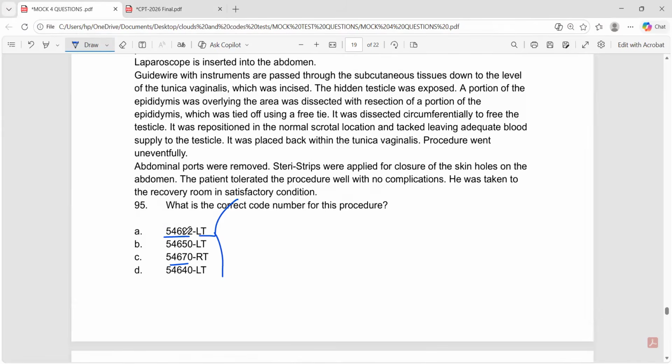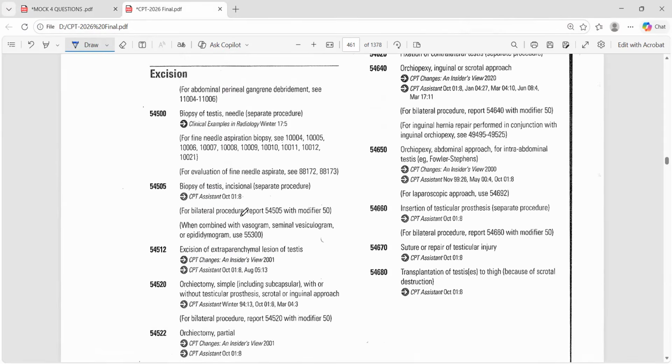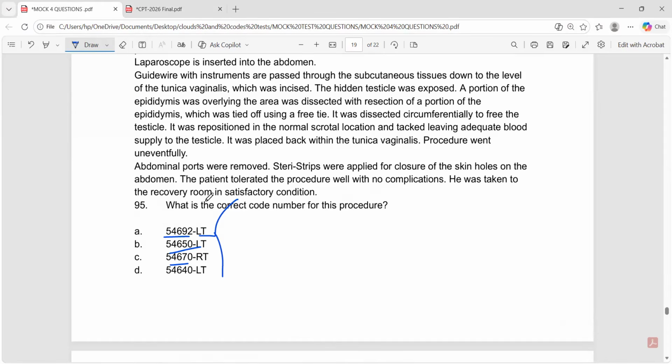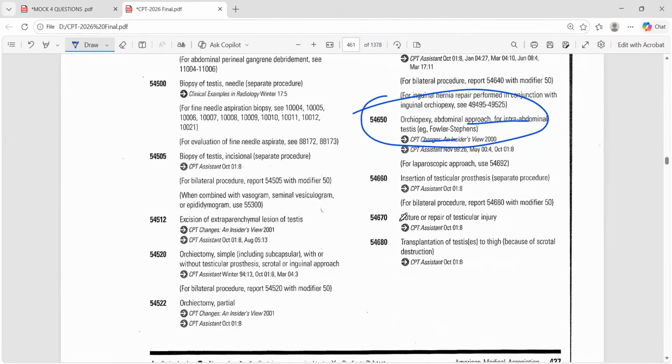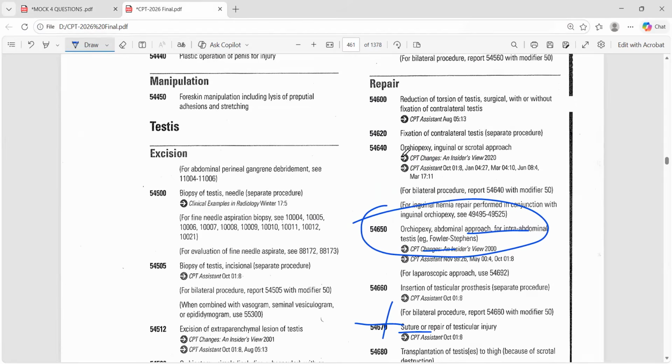Then 54650. What is 54650? Orchiopexy, abdominal approach, for intra-abdominal testis. It is an open procedure. No, he performed a laparoscopic procedure, which means this is an open procedure. 54670 is suture or repair, not exactly the term, not at all suture. He performed orchiopexy. Again 54640, orchiopexy, inguinal or scrotal approach. Remember this, which approach? It is also an open procedure.